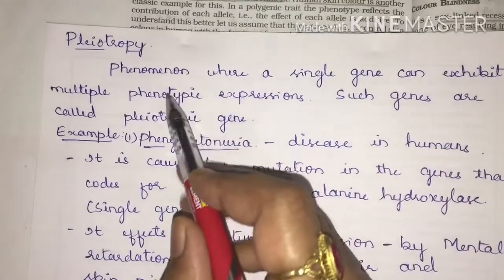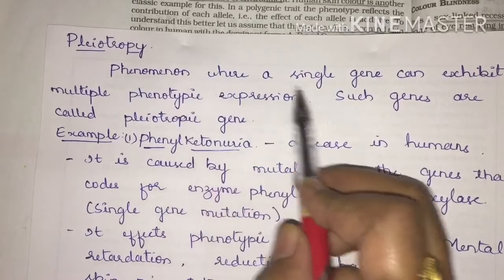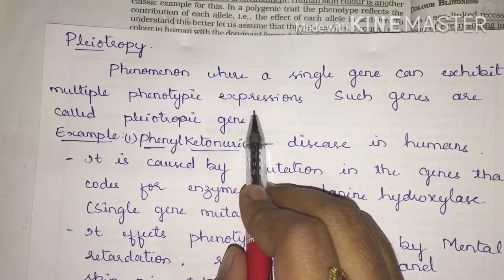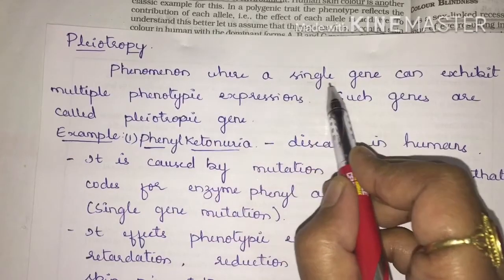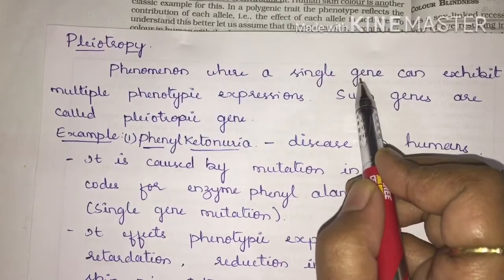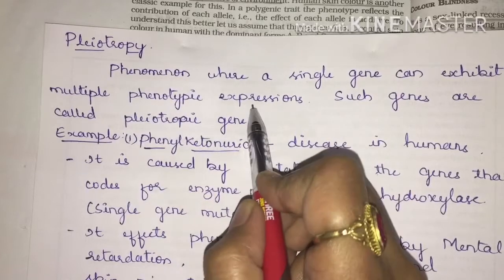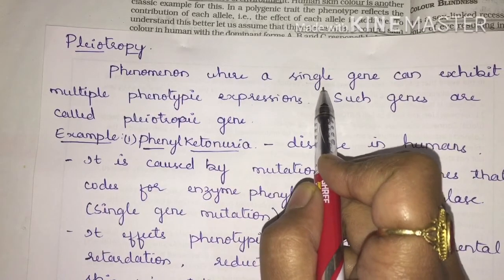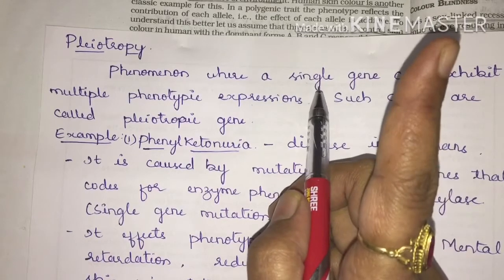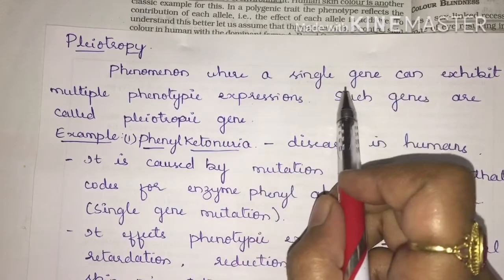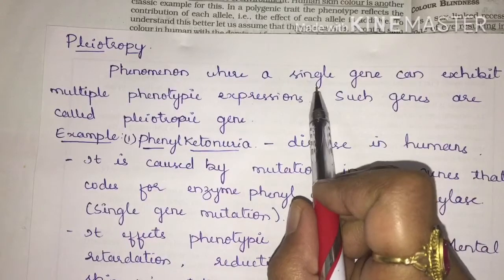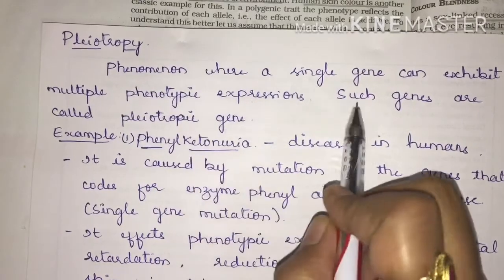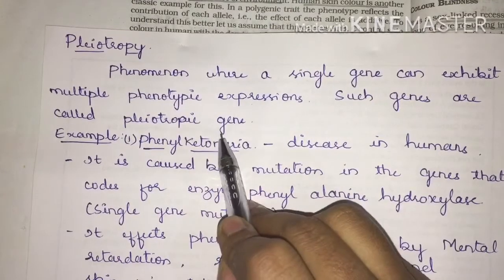Pleiotropy is a phenomenon where a single gene can exhibit multiple phenotypic expressions. Where a single gene is going to exhibit many expressions, whereas till now what we have said is that one gene has a pair of alleles and expresses only one character, one character with alternative traits. But here one gene is expressing many characters. Such genes are called pleiotropic genes.